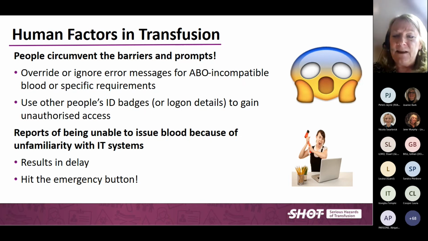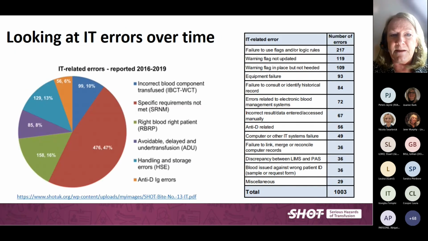And there are definitely concerns about delay. There's concerns that you won't get blood when you need it. And there are emergency functions, both in clinical systems and the laboratory systems, that you can use, but they aren't always used appropriately. They're sometimes used to bypass things when you can't do what you want to do, because you're unfamiliar with the system.